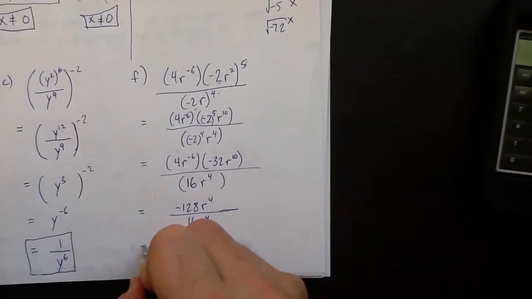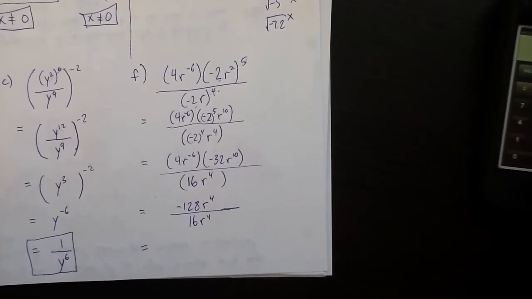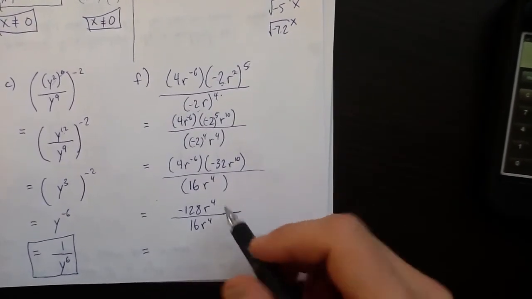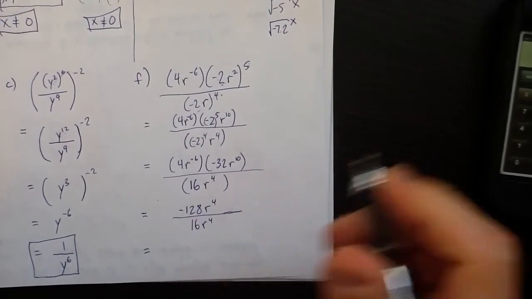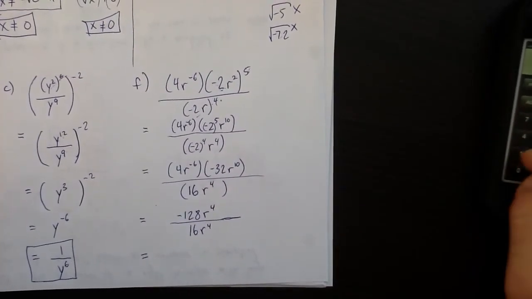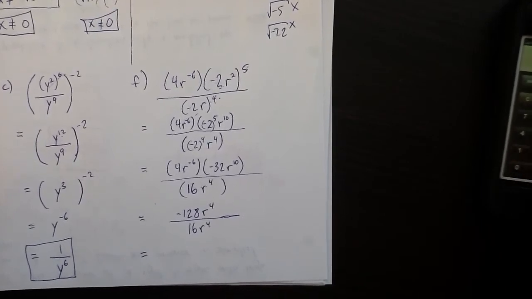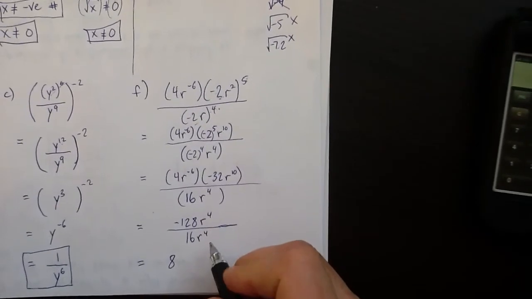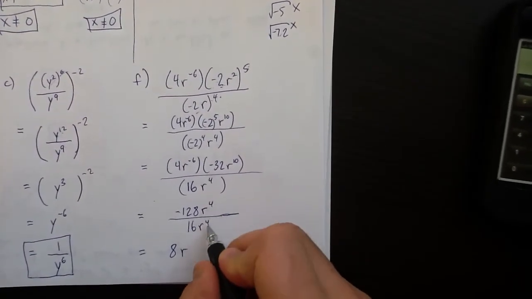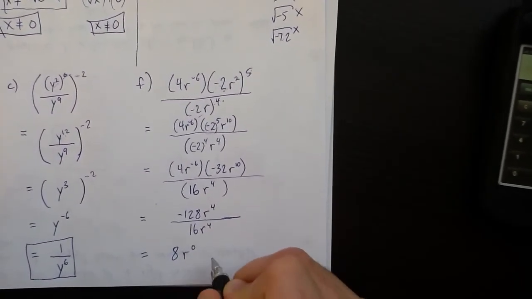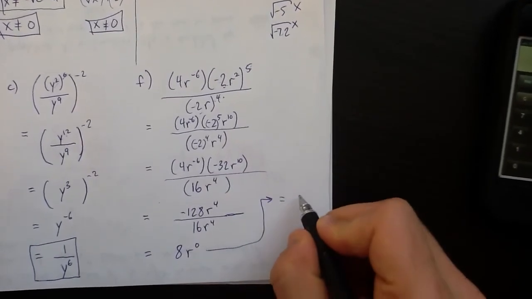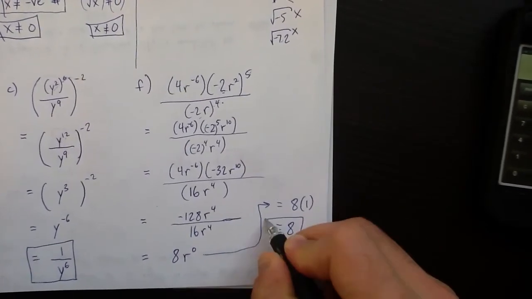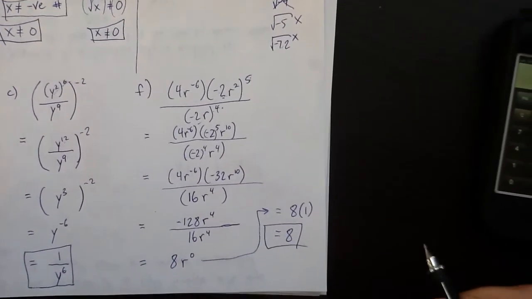Okay? Continuing this, I have negative 128 r to the power of 4 all over 16 r to the power of 4. So I'm going to do negative 128 over 16, if that's reducible. And if I do 128 divided by 16, it actually ends up being a whole number. It's 8. And r to the power of 4 divided by r to the power of 4 is r to the power of 4 minus 4, which is 0. So all that means is that's 8 times r to the power of 0, which is 1. So 8 times 1 is 8. Anything to the power of 0 is 1.